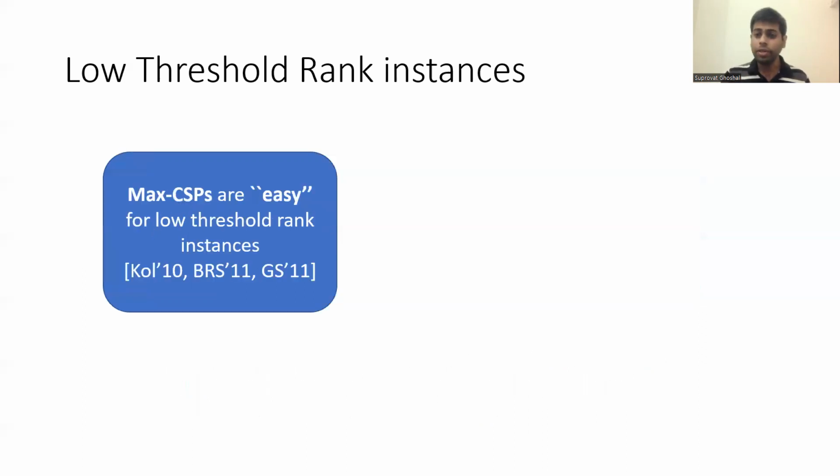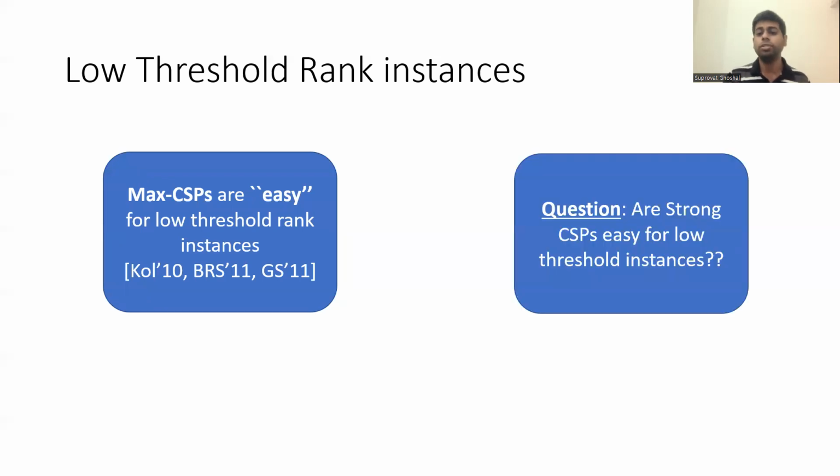Now that we know that max CSPs are easy on low threshold rank graphs, we want to understand if the same is also true for strong CSPs. For example, suppose we are given an odd cycle transversal instance on a graph which has low threshold rank. Then can we give better than worst case guarantees for this problem?